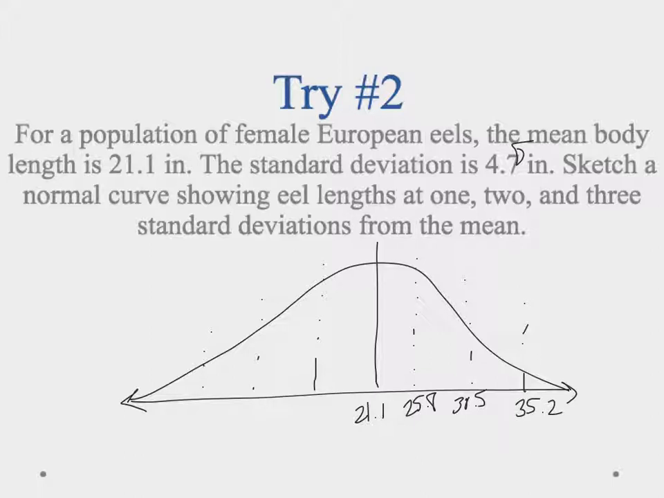All right, go the opposite way. 21.1 minus 4.7. It's going to give us 16.4. Again, subtract 4.7, and that's going to give us 11.7. Subtract one more time with 4.7, and we're going to get just 7 this time. And that's all we have to do.